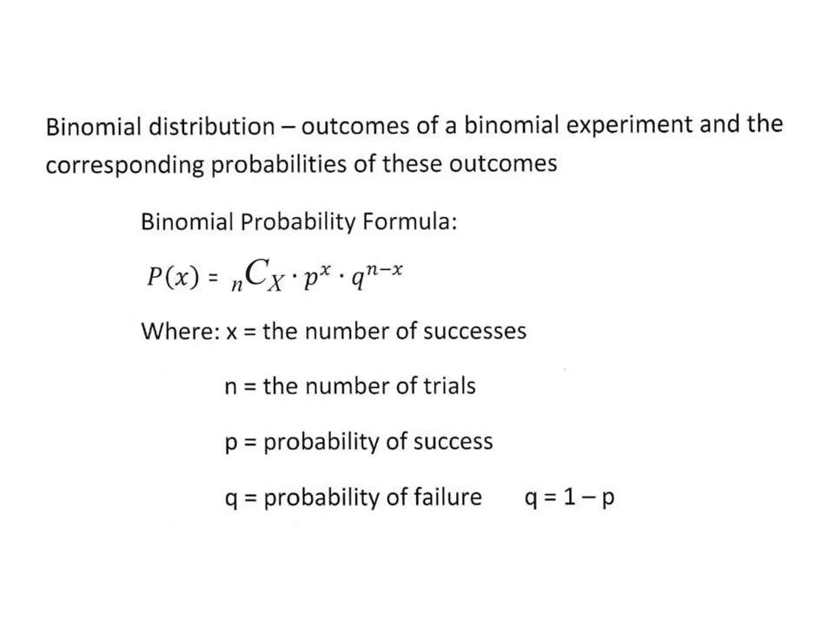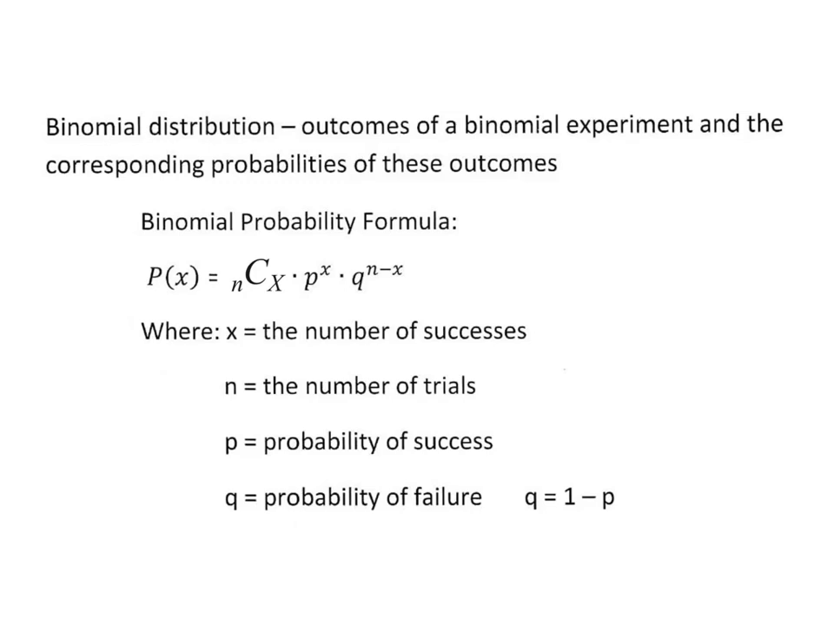Probabilities, sorry. So this is like the P's and Q's. If you know the probability of failure, you can find the probability of success. Subtract it from 1, and vice versa. X is the number of successes. N is the number of trials. Okay? And that information will be given to you in the problem, most of the time.